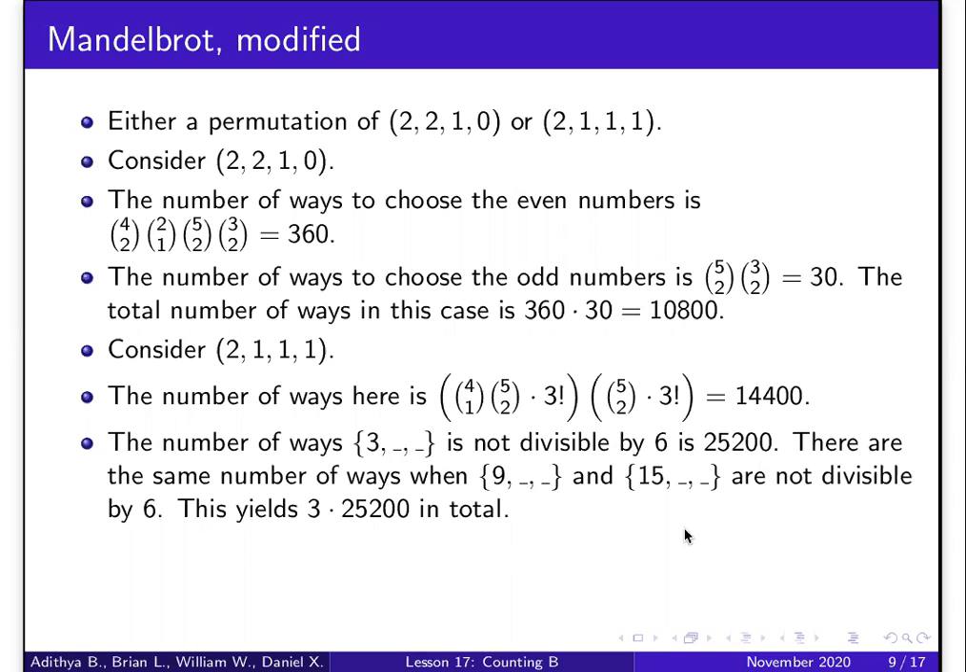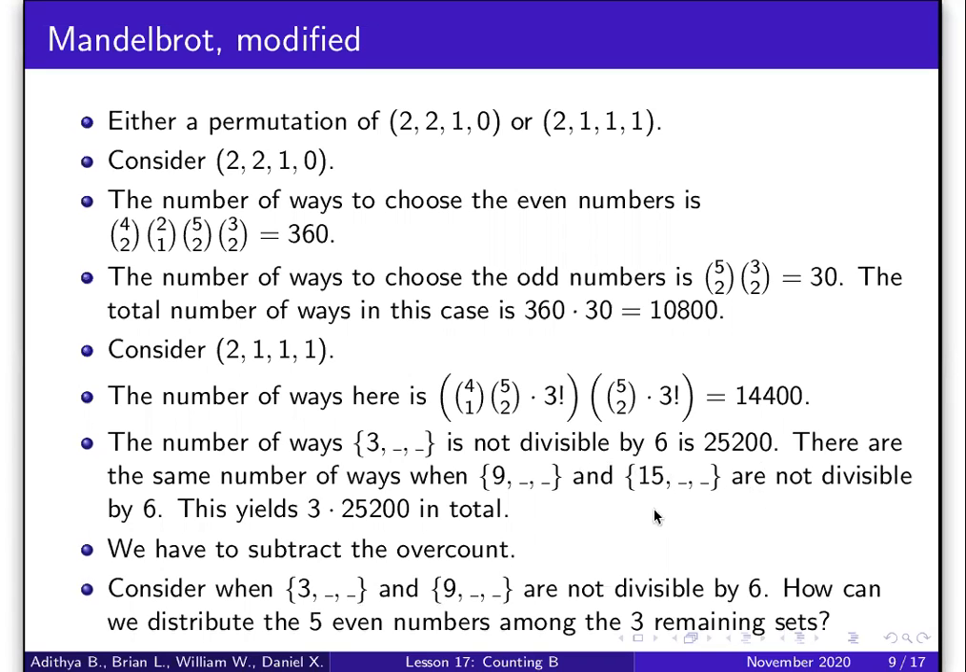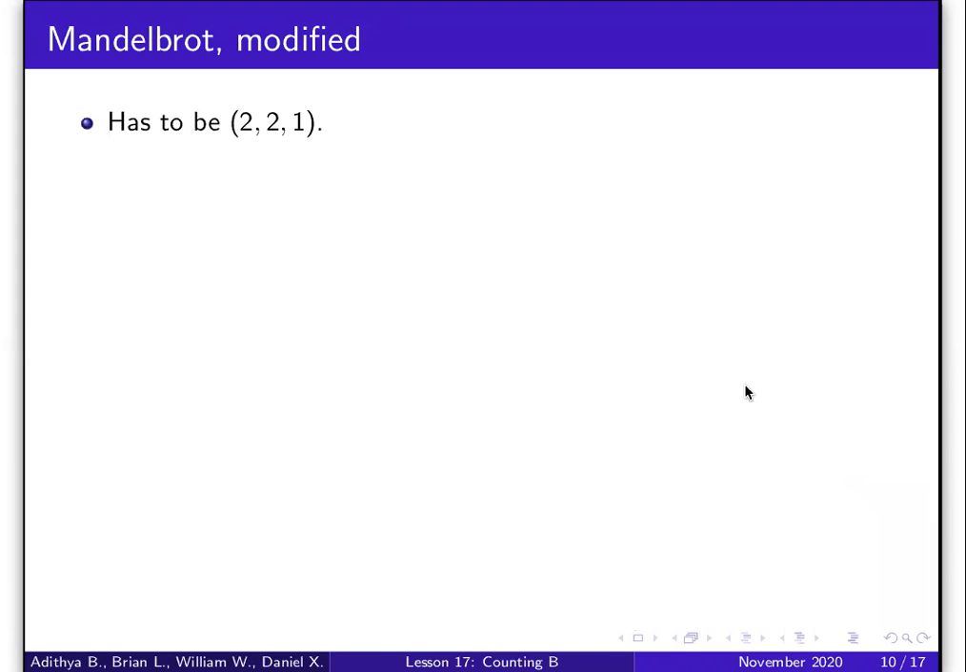But now we have to subtract the overcount when, for example, both the set with 3 and the set with 9 don't have products divisible by 6. So now we have 5 even numbers to distribute among the 3 remaining sets. And luckily in this case, since there are at most 2 extra places in each set, the only way that we can distribute the remaining even numbers is some permutation of 2, 2, 1.